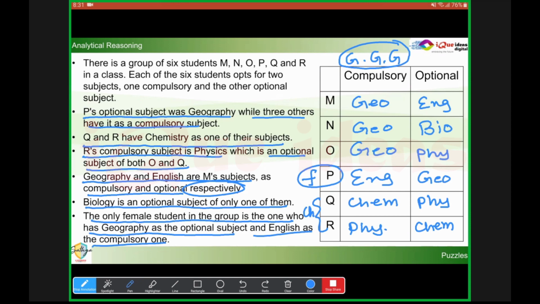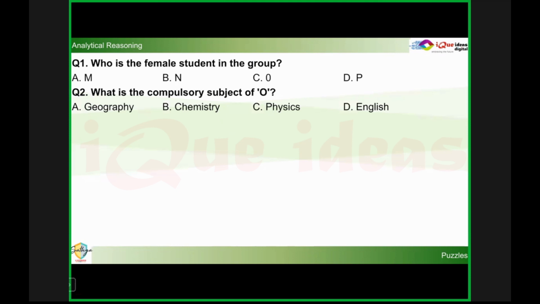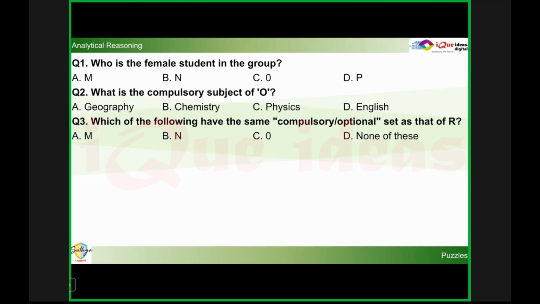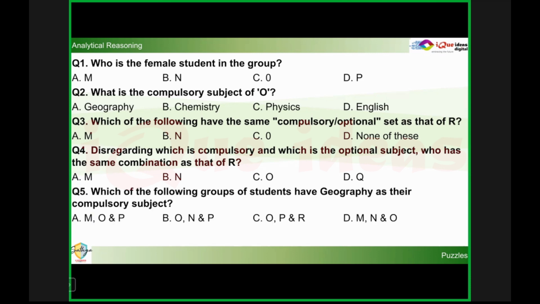So, any question based on this set, we should be able to answer now. So, let's see what type of questions could be asked. So, who is the female student in the group? What is the compulsory subject of O? Who has the same compulsory and optional set like R? If you disregard which is compulsory and which is optional, then who has the same combination as R? And which of the following group of students has geography as their compulsory subject?